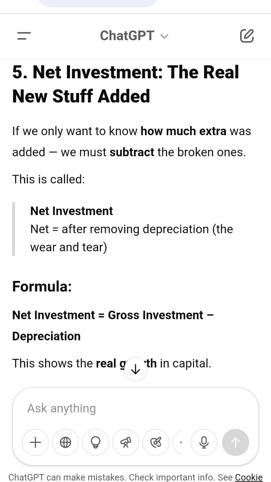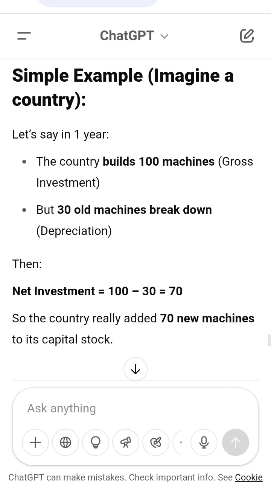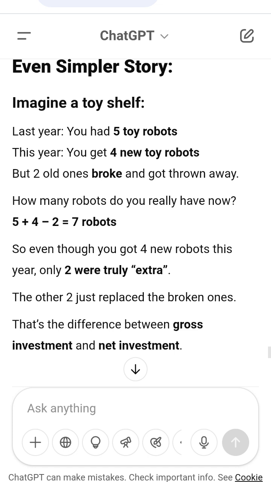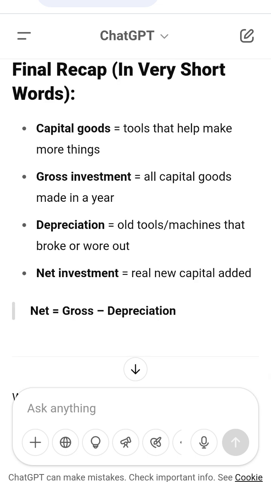3 bikes in your garage. Stock. You own them now. I have 3 bikes at home. 5 liters of milk per day. Flow. It's coming every day. We get 5 liters of milk daily. 100 houses in a village? Stock. There are 100 houses today. New houses built in 2024. Flow. It's what was added in a time period. 20 new houses built this year.